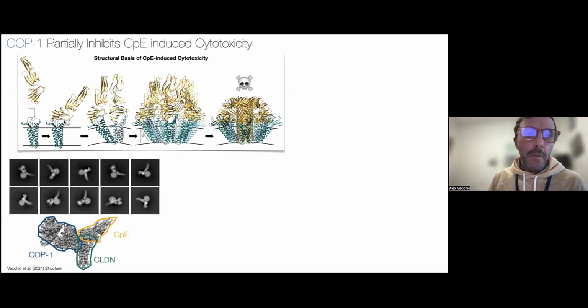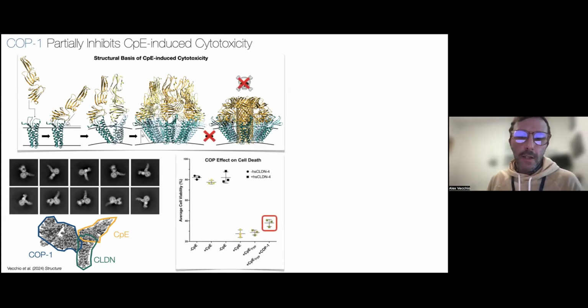This fab, because we knew it bound this interface, we didn't really think it would do anything to inhibit cytotoxicity, but we tested it anyway. What I'm showing you here is a cytotoxic assay where the cells on the top here are alive and the cells down here are dead. These ones are dead because we've given them the CPE enterotoxin. And what we're looking at down here is that no matter what version of toxin you give the cells, it kills them to a certain degree.